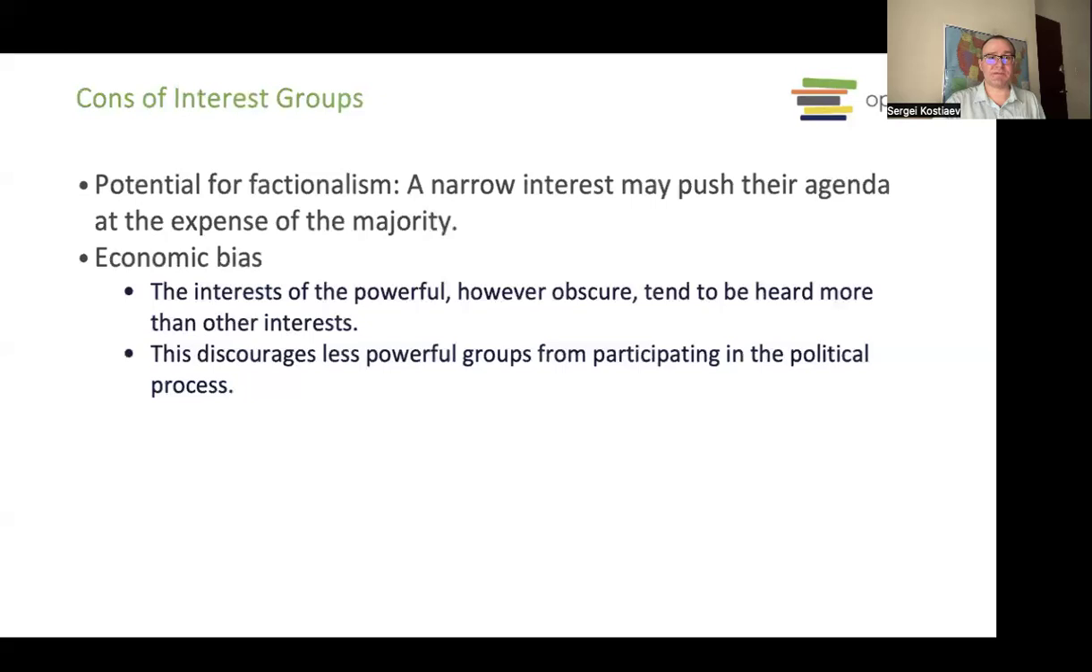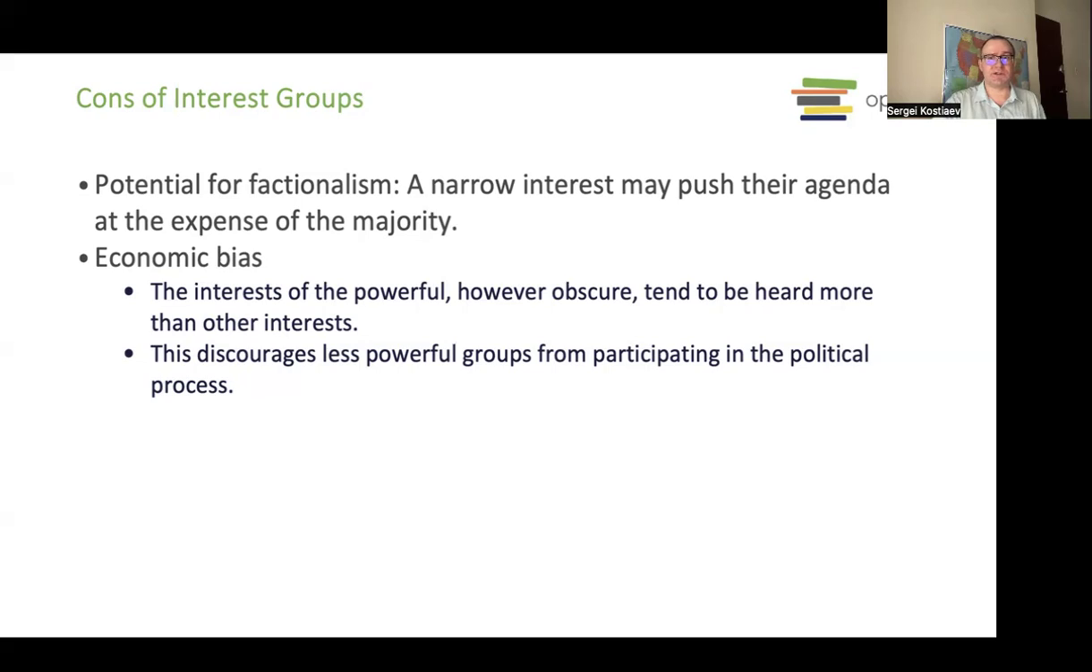Some negative aspects of interest groups. Sometimes narrow influence could get too much advantage. Another thing is economic groups, which have more resources, they have better access.